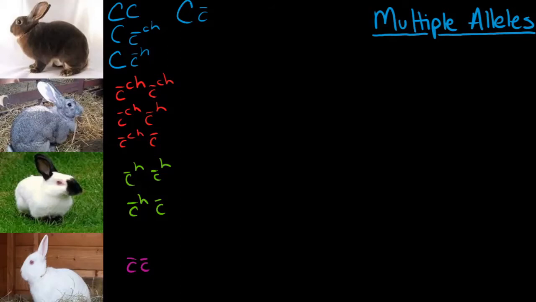Let me write it out for you like this. Capital C is dominant to all others. Chinchilla is dominant to the Himalayan, which is dominant to the albino. And so here with multiple alleles, we see that there is a hierarchy and you get a wide range of different rabbit colors.